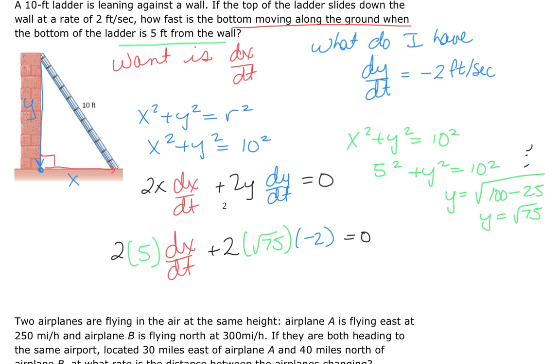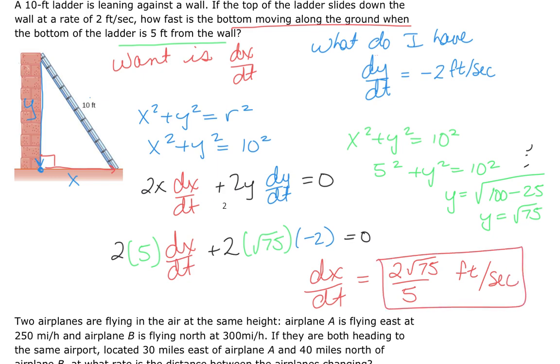Now, when I solve for dx/dt, because that is my want, my desire, I said that dy/dt is negative 2 because it's getting closer to the origin. When I move everything to the other side, I will get dx/dt to be positive, which is what I need it to be. And so I'm going to end up with 2 square root of 75 over 5 as my final answer. What are my units? Well, my unit in the x direction is feet, so this will be feet per second, and that is my final answer.